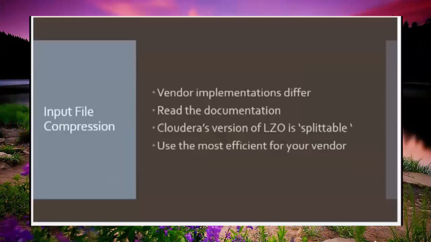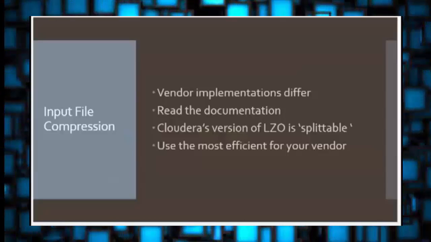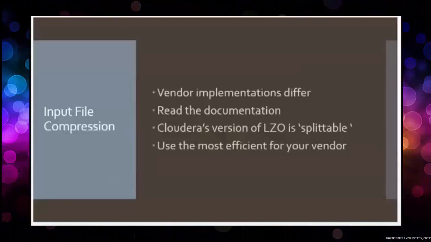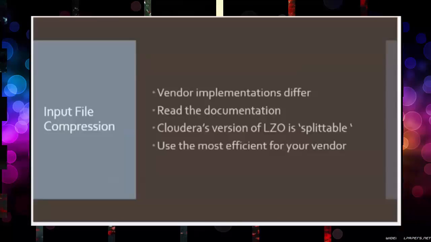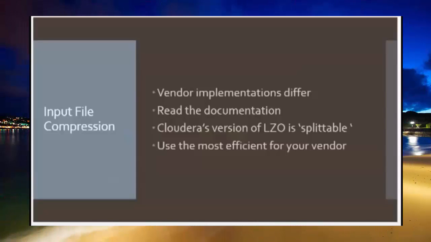Vendors are different, so you're going to want to look at the vendor documentation. You really want to read what they recommend because their distributions do vary in how they support the different compression algorithms. So for example, in Cloudera, their version of LZO is splittable. So that compression algorithm you can write a custom input split for if you want to further segment the files. You always want to use the most efficient compression for your particular vendor or distribution.